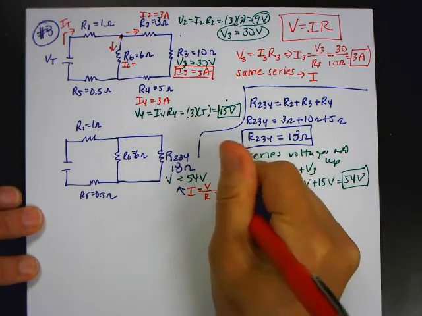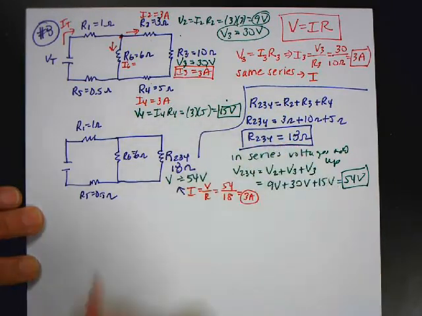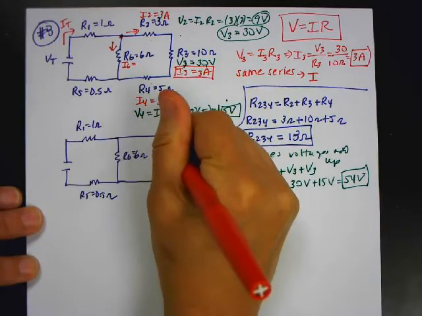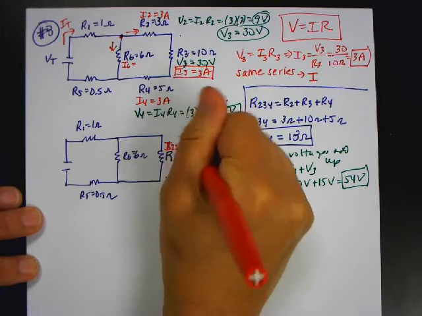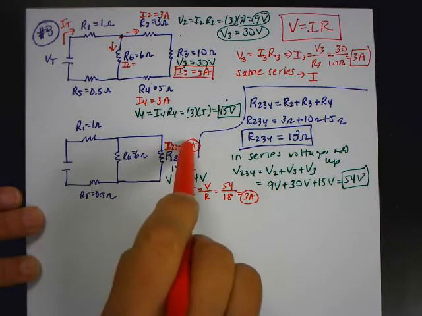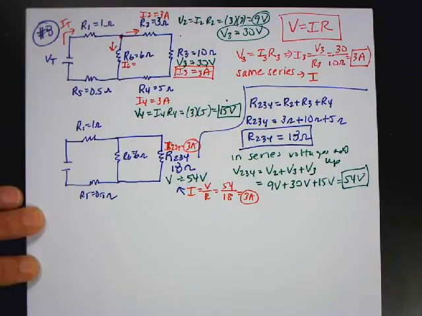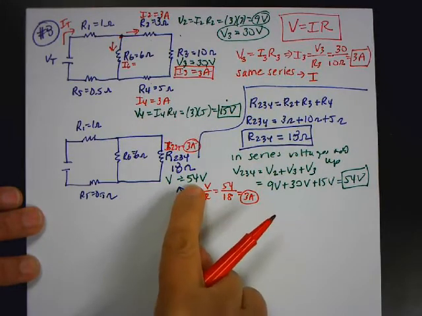So I say 54 divided by 18 is equal to 3 amps, right? So I know this is 3 amps. I234 is equal to 3 amps. But remember, in series, the current's the same. So this 3 amps should be the same as these. Is this 3 amps the same as those? Yes.